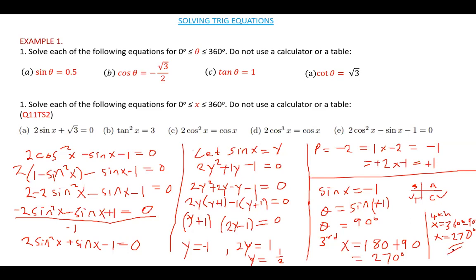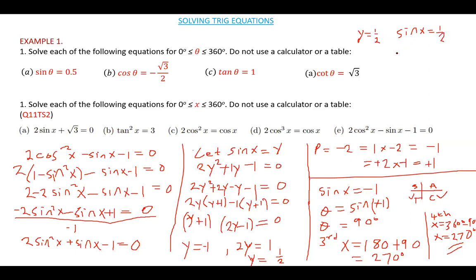So if you have the same answers, when writing the final answers, you just write it once. So we found our value of x to be 270. So let me write this here. But remember, we also have y is equal to half. And then remember, we said where there is y, you put sine x. So we're going to have sine x equal to half.